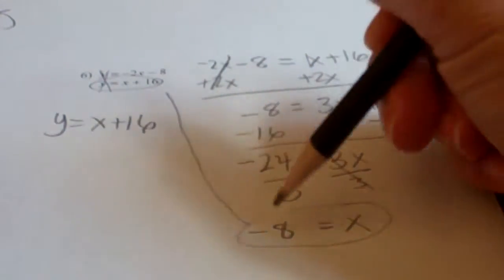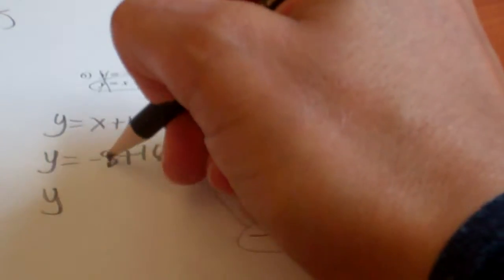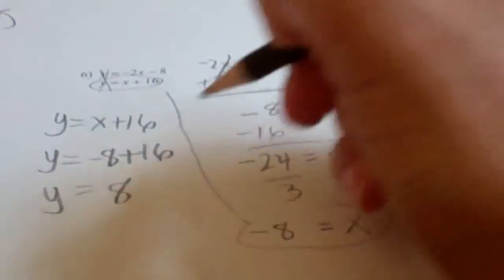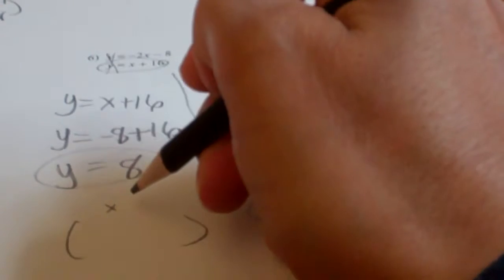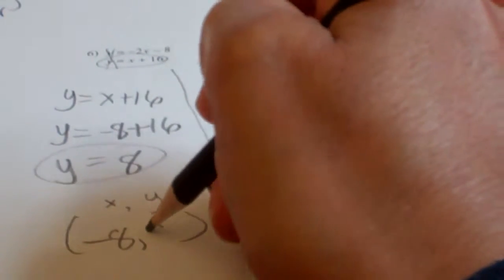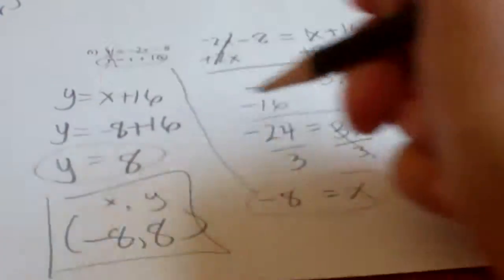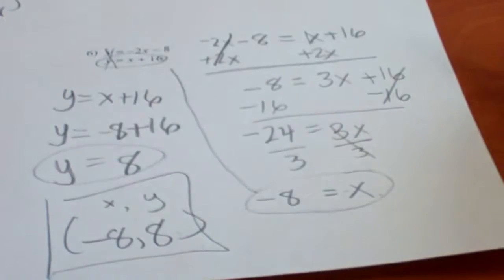We know what x is. X is negative 8, so let's substitute that in. Y equals negative 8 plus 16, which is 8. We have x, we have y. Let's write that in an ordered pair. X, y. X is negative 8. Y is positive 8, and this is my answer. These two lines meet at negative 8, 8.